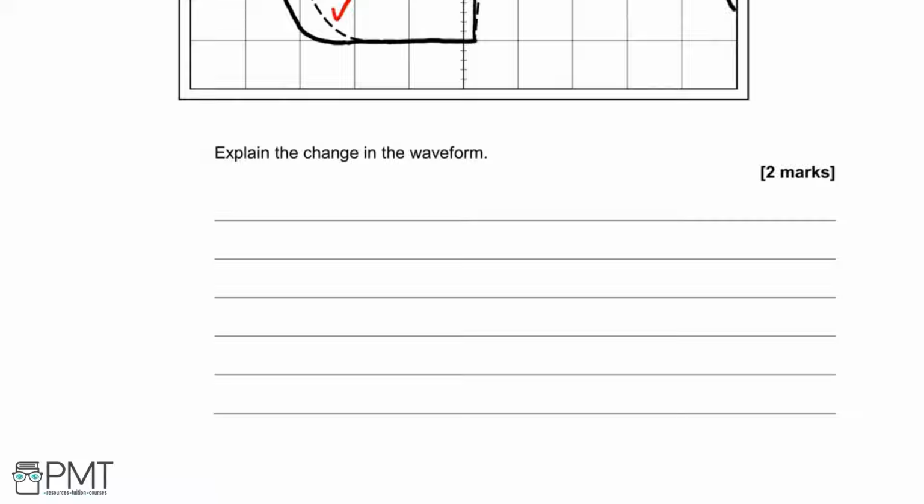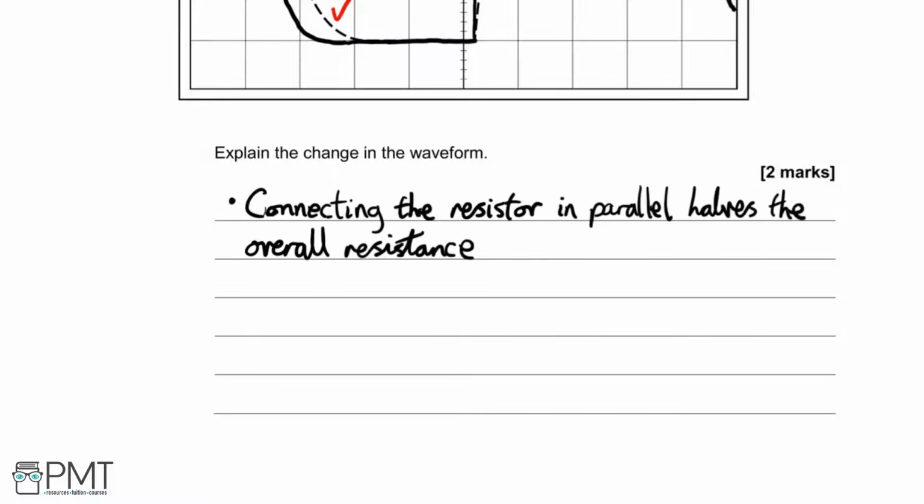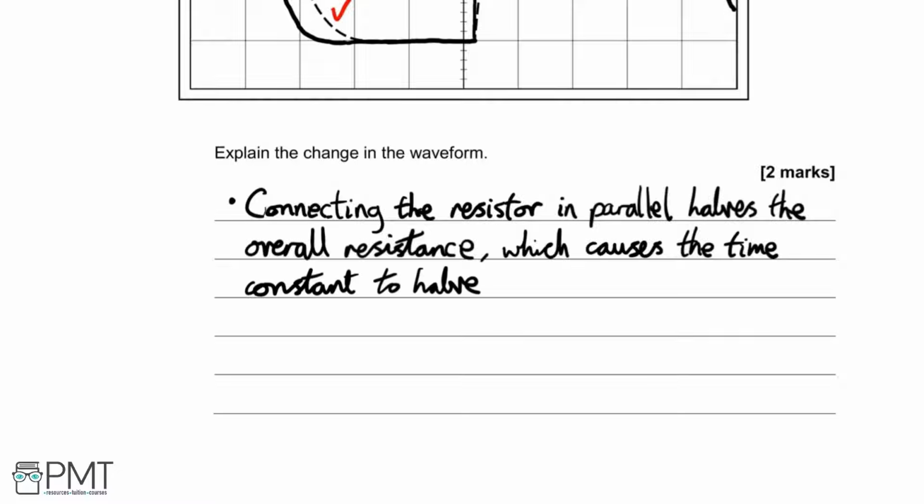Your second mark would be to explain the change in the waveform. So it's basically what we've just described and what I've explained next to the diagram. So we're halving the overall resistance, and then we're saying that that causes the time constant to halve also. Now, technically, you don't need to say that the time constant halves, but you do need to say that the resistance halves, and then it's implied that that would also cause the time constant to halve. So that's your second mark, so 2 marks there.